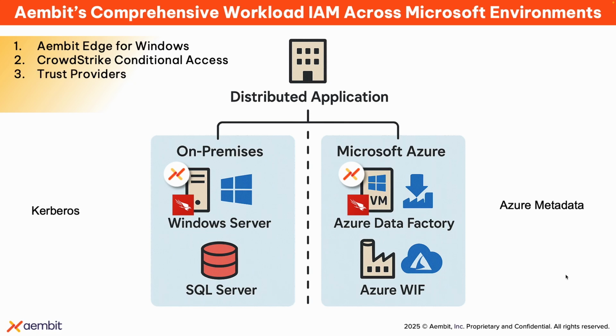Next, we have trust providers for both on-prem and in the cloud. For on-prem, we're using Kerberos. So Aembit actually goes and talks to Kerberos and says, hey, do you know this Windows server that's on-prem that's trying to talk to this workload? In the cloud, we actually look at Azure Metadata Service to learn more about the system before we allow any workload connections to happen.